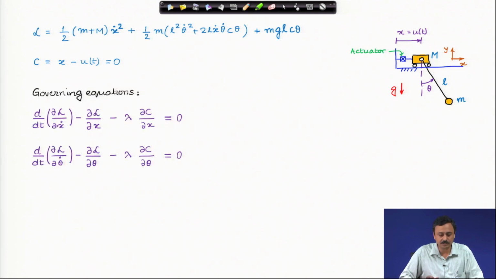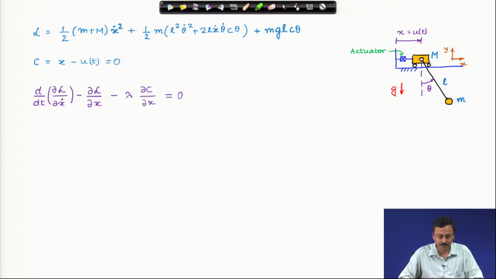The governing equations, we have derived this before. Our governing equations are obtained in this form. We will take them one by one, and along with the governing equations, we have the constraint. Here we have 3 equations, and we have 3 unknowns, x, theta and lambda. We will look at it one by one.